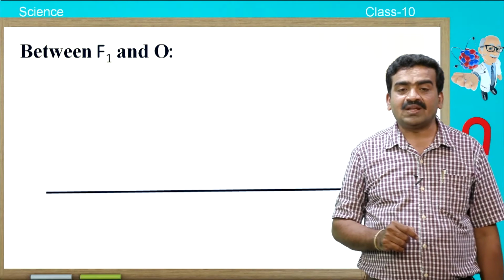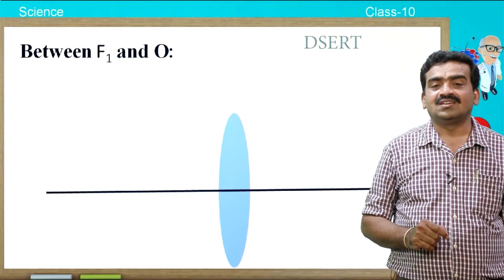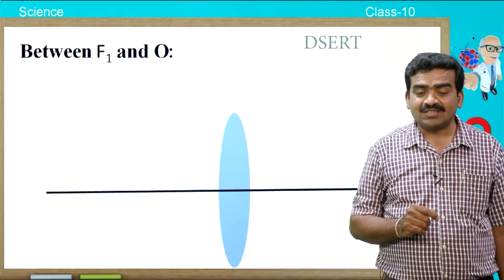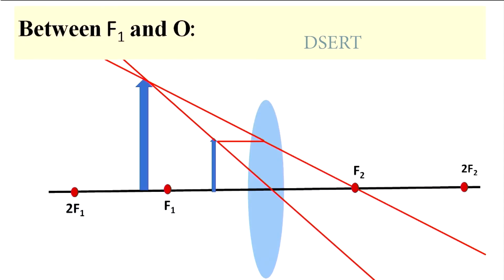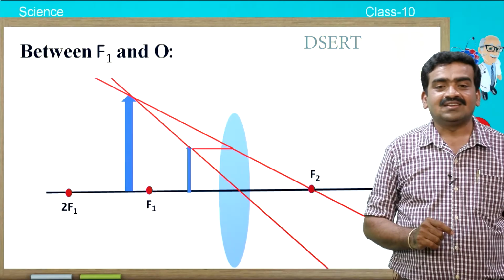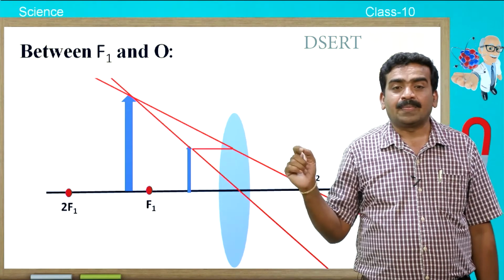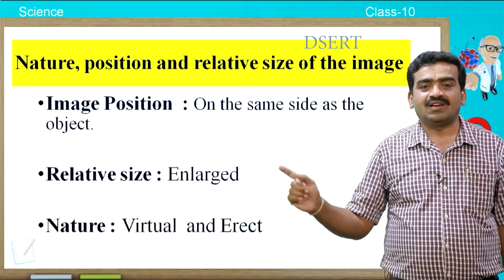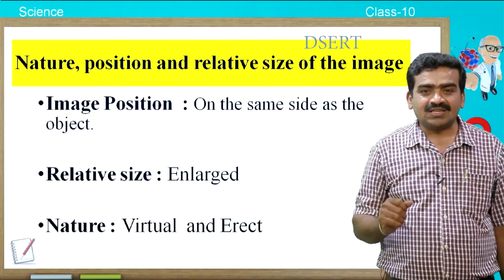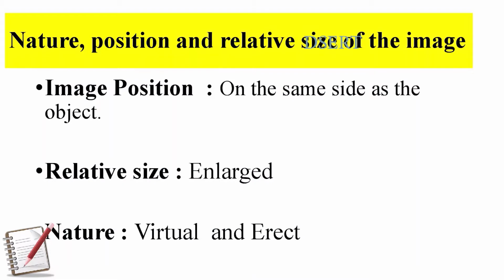Now, what happens if we place the object between f1 and O, that is between the principal focus and the optic center? The image is formed like this. Here the image is formed on the same side as the object, and the image is enlarged, that is, we get a magnified image. See, that is what we have listed here. Image position is on the same side of the object, relative size is enlarged, and the nature of the image is virtual and erect.